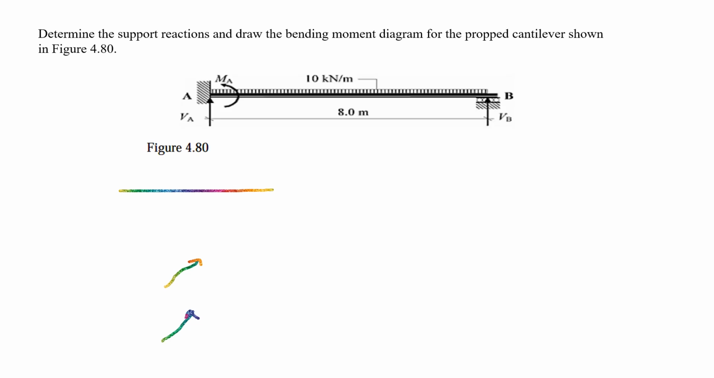Let's see one example. Determine the support reactions, and we will also draw the bending moment diagram for a propped cantilever, as shown here. This 10 kilonewton per meter is the load, and 8 meters is the span. We will find out the bending moment and reactions as well.